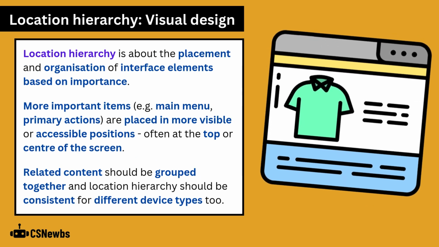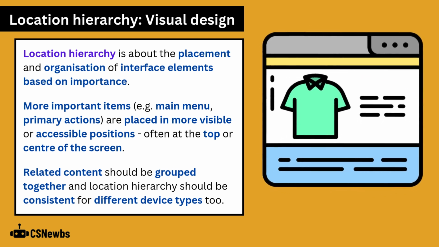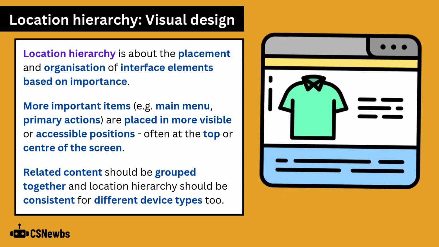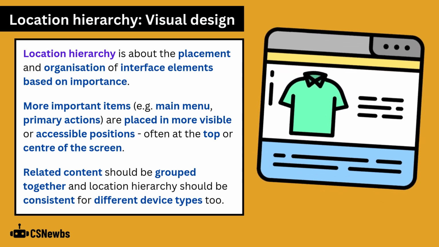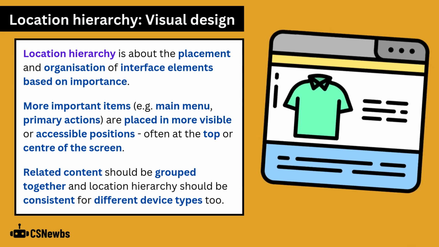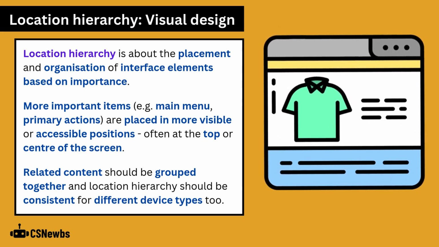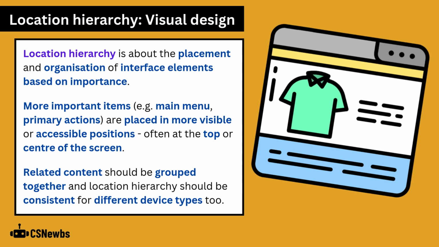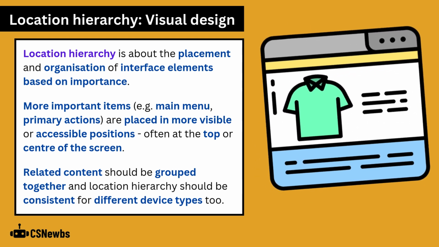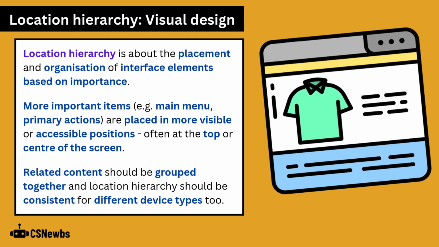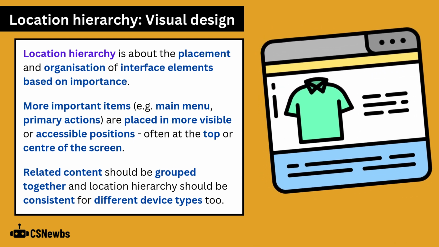Location hierarchy is about the placement and organization of interface elements based on importance. More important items, like main menus and primary actions, are placed in more visible or accessible positions, often at the top or center of the screen. Related content should be grouped together, and location hierarchy should be consistent for different device types too. For example, visiting a website on a laptop and then the same site on a phone should have a consistent layout so users can find what they need quickly.